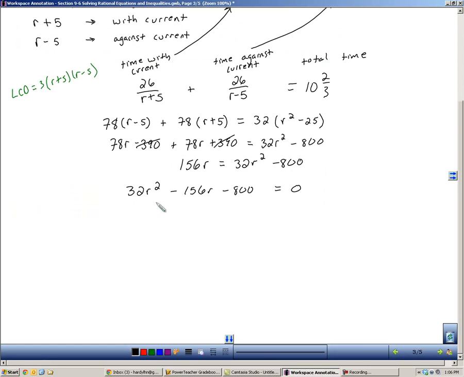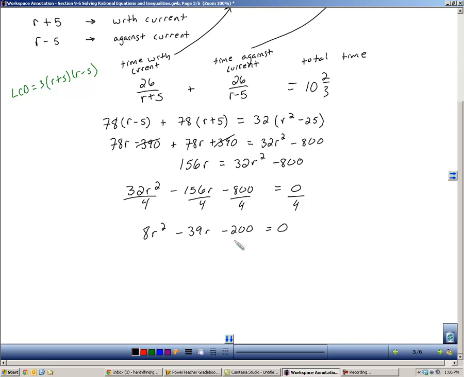Now each one of these things can be divided by 4. And if I divide the whole thing by 4, that's legal. It makes it a little bit easier. Now I could solve this trying to use the diamond or completing the square, but I just think using the quadratic formula is going to be the easiest way to go.